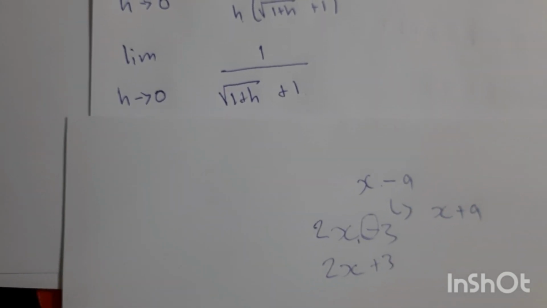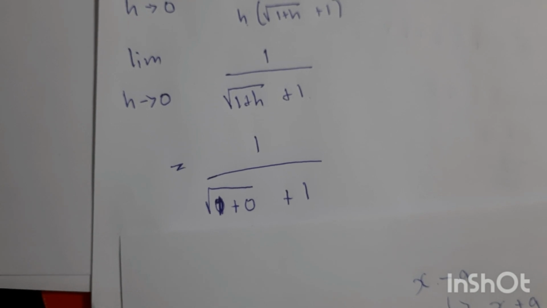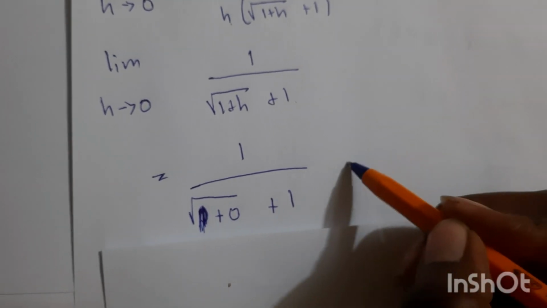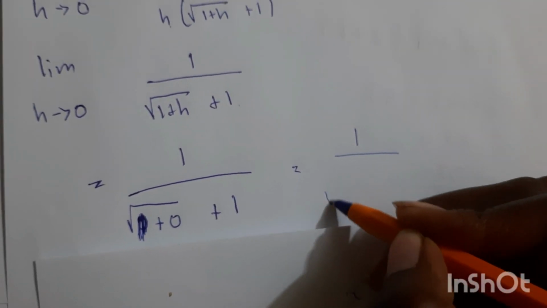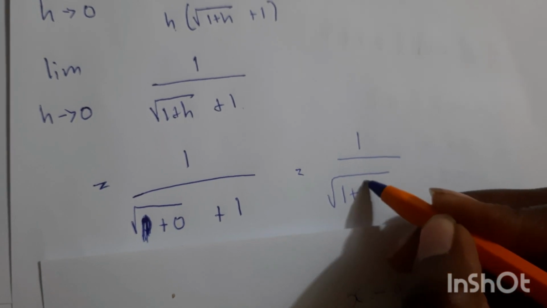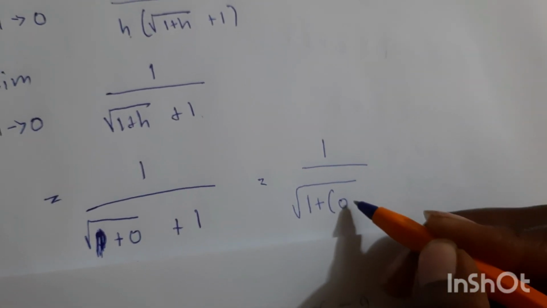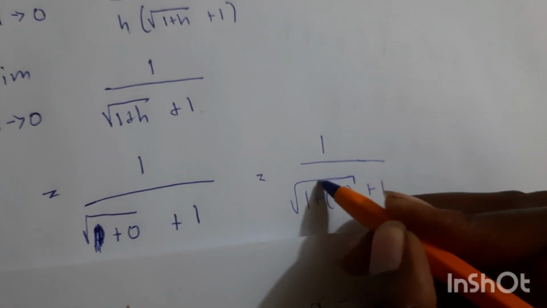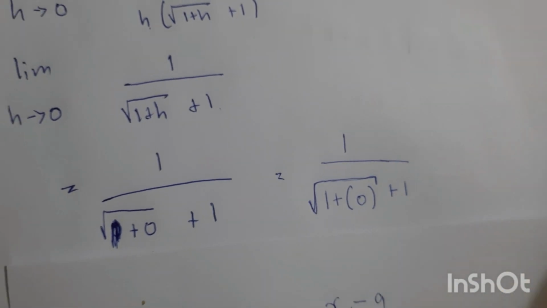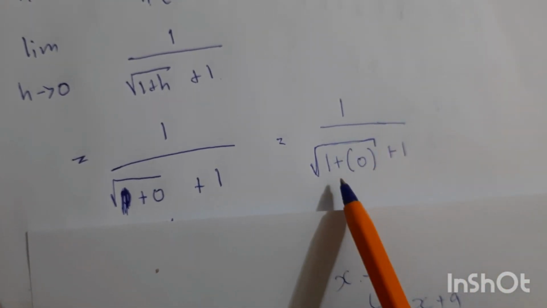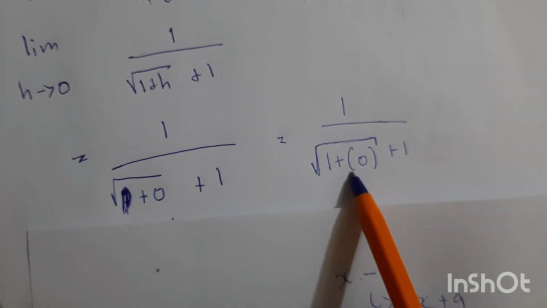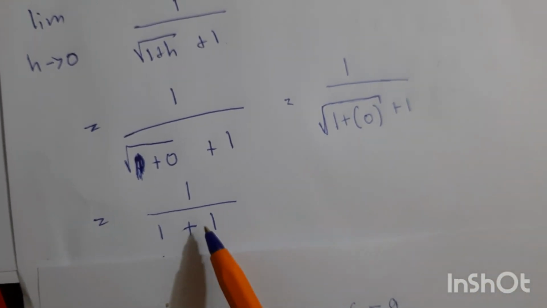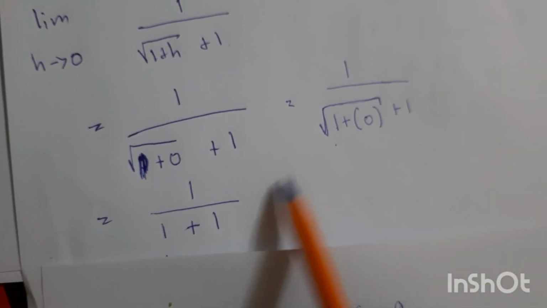So when we replace h with a 0, we end up with this. Sorry, this is supposed to be a 1. So let me just rewrite it. It's going to be 1 over the square root of 1 plus the h, which is a 0 now, plus 1. Yeah, this is what it's going to be. So the square root of 1 plus 0 is the square root of 1, and the square root of 1 is 1, which is here.